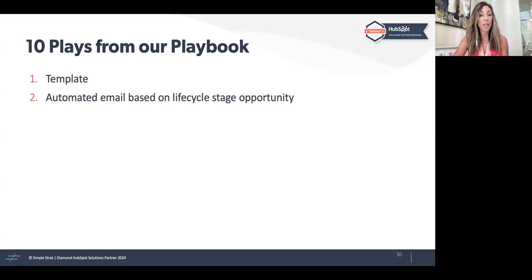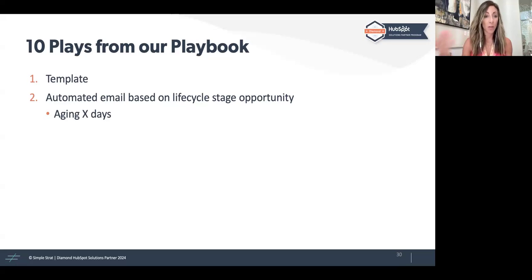Number 2, automated emails based on lifecycle stage of opportunity. This is one where you do need to have specificity and relevance all really shaken out in your data strategy. But if you have that, then let's say an opportunity is aging X number of days. So let's say an opportunity has been in the funnel for 30 days or more.